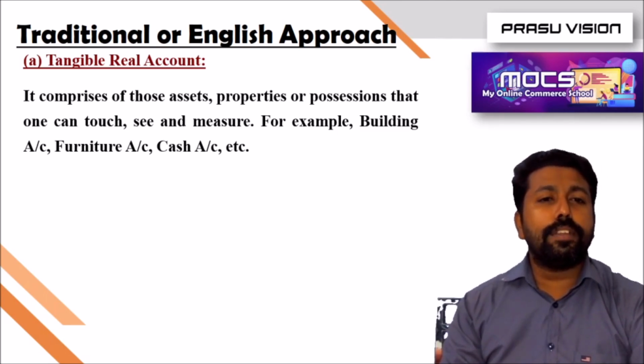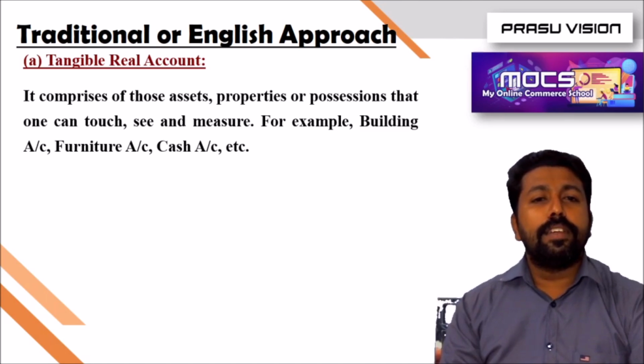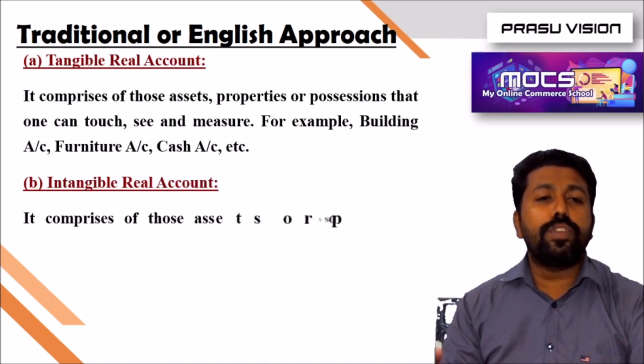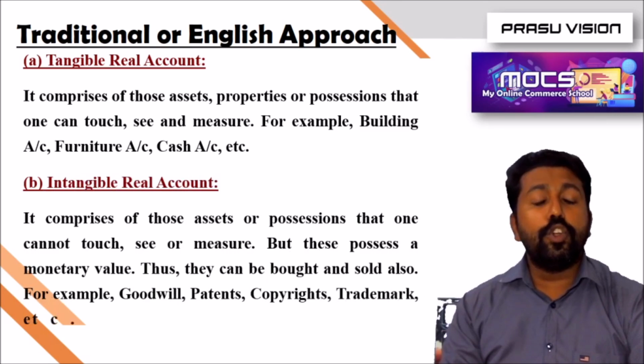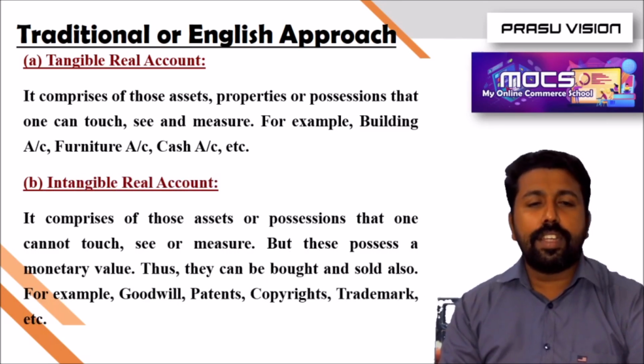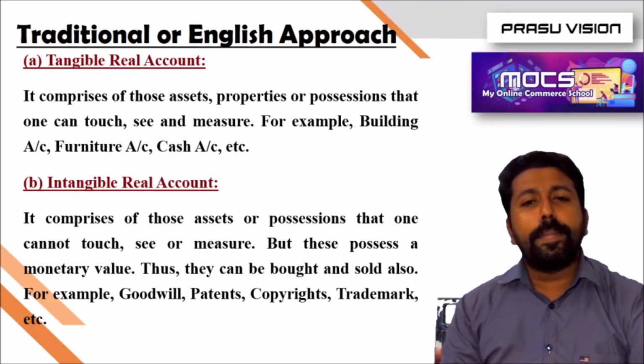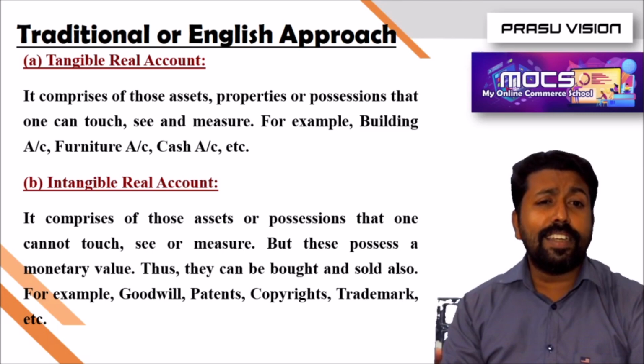You know very well, a lot of examples are there: building, furniture, machinery, etc. And the second category, intangible real account, includes a lot of assets related to intangibles which do not have any physical existence. Already we have learned this while learning the classification of assets, isn't it? So goodwill, patent, copyright, trademark, etc. come under intangible real account.